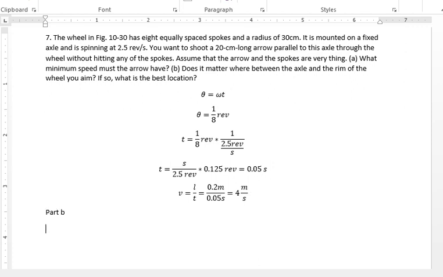Now, part B. Does it matter where between the axle and the rim of the wheel you aim? If so, what is the best location? The answer is it does not matter.